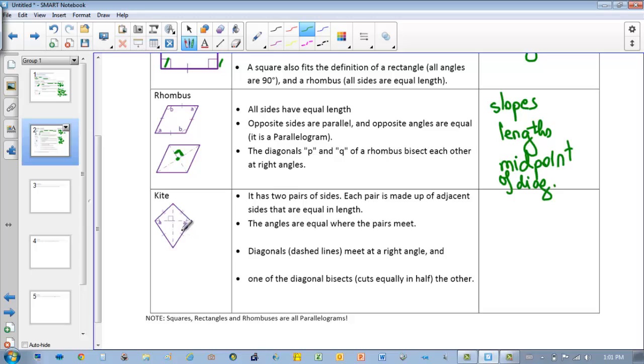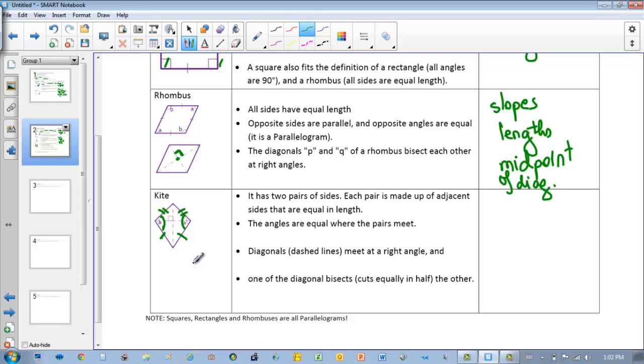A kite is a special type of quadrilateral because it has two pairs of sides that are equal. Each pair of sides is made up of adjacent sides that are equal in length. So usually I remember them as the bottom two and the top two. Now very careful with the angles. The angles are equal only where the pairs meet. Where do the pairs meet? Well, at the side corners, where you make the transition from a smaller side to a larger side. So this angle and this angle are equal.